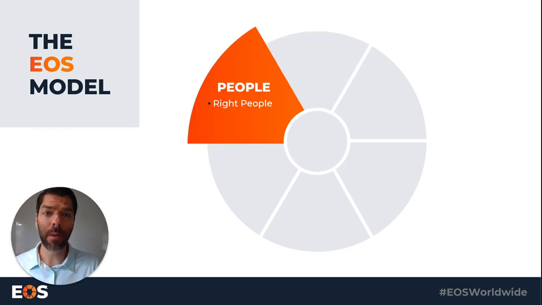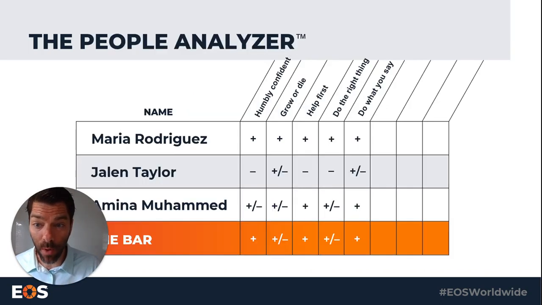Second key component is the people component. And so what we do with the people component is twofold. We help you get the right people into the right seats. Let's take the first one, which is right people. What is a right person? A right person is just someone who is in alignment with your core values.